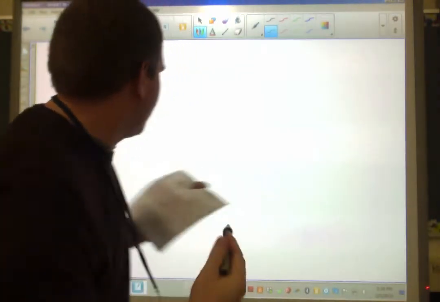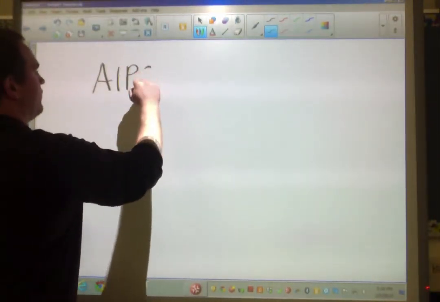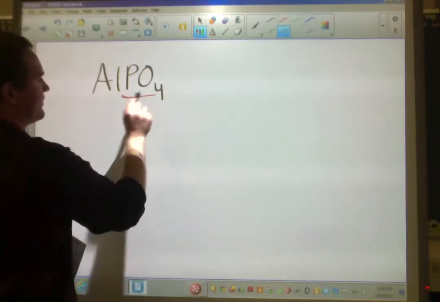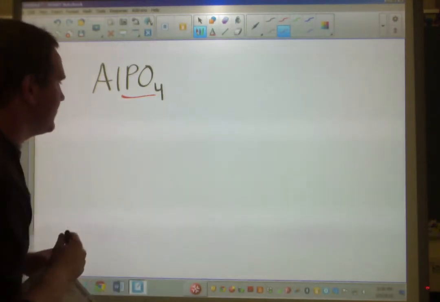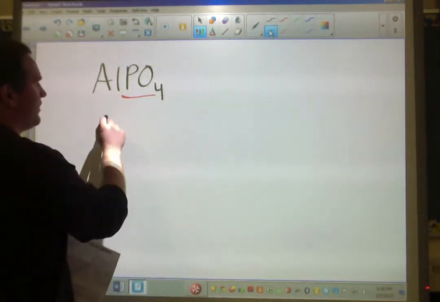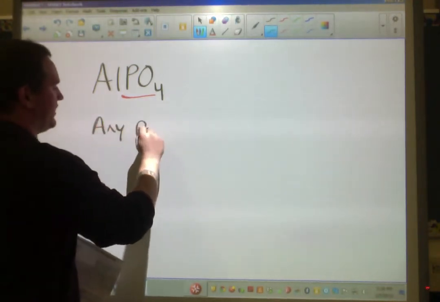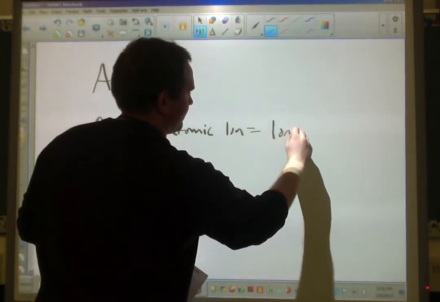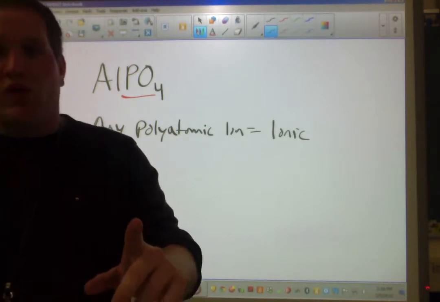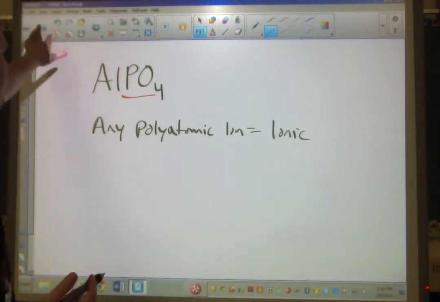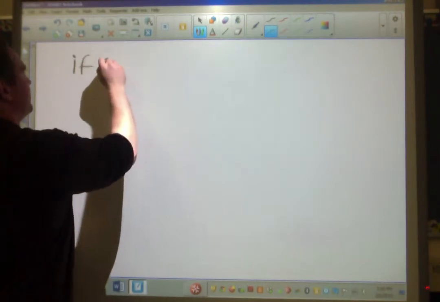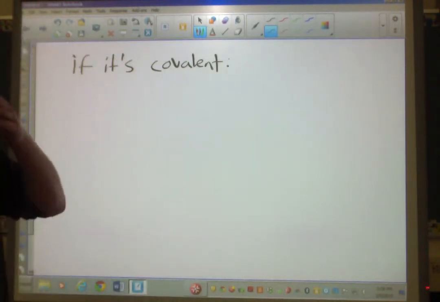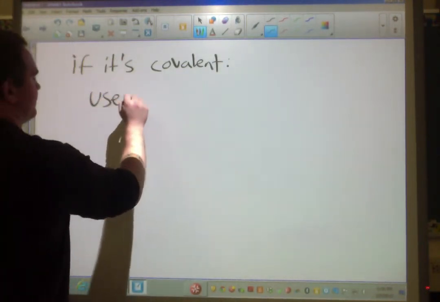If you see something like AlPO4, as soon as you recognize this as phosphate on your polyatomic ions list, we know that this is going to be ionic. So any polyatomic ion equals ionic. So, once again, step 1, determine ionic or covalent. Once we've found that, we go 2 different ways. So, if it's covalent, I'm going to start with this because it's simpler. We name it using Greek prefixes.